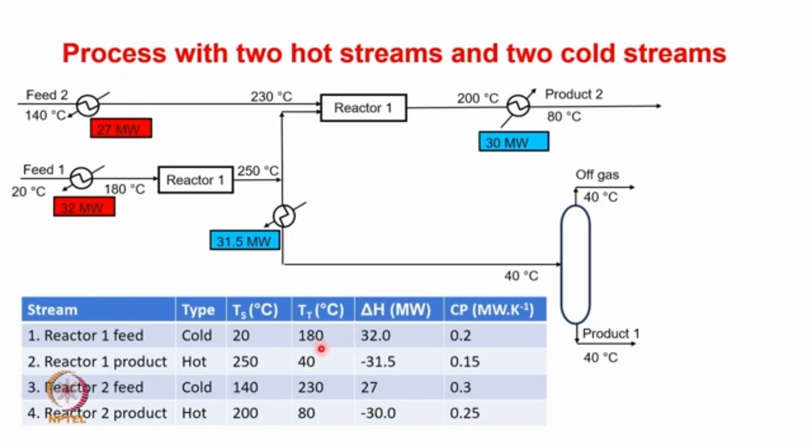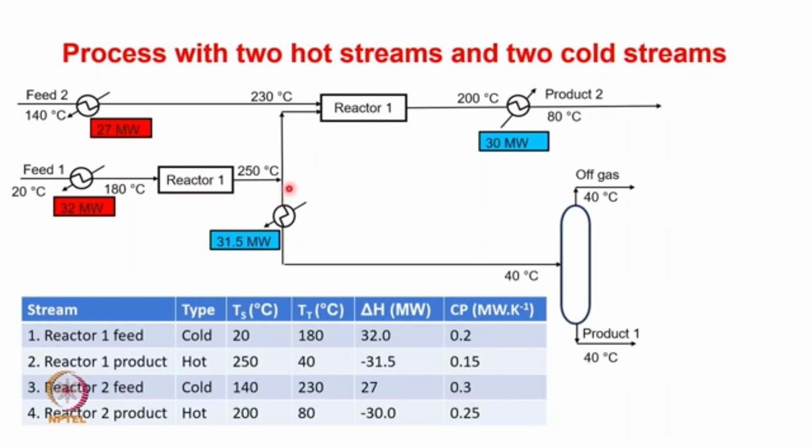So what you could see over here is the entire schematic of the process. You have a feed coming in, feed 1 and feed 2. Feed 2 comes through reactor 1 and goes out as product 2, and feed 1 passes through reactor 1 and then goes to the next reactor, and eventually combines there and goes out as a product.